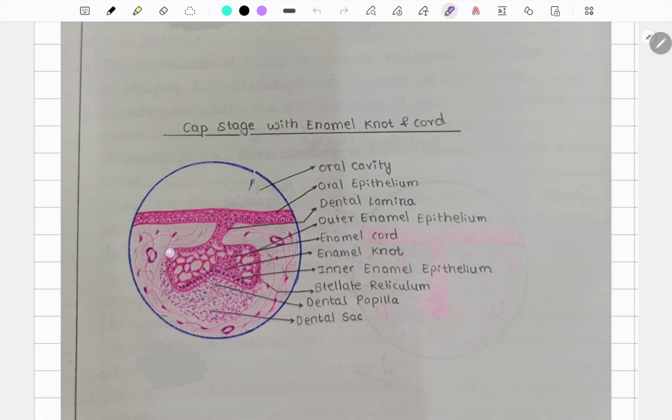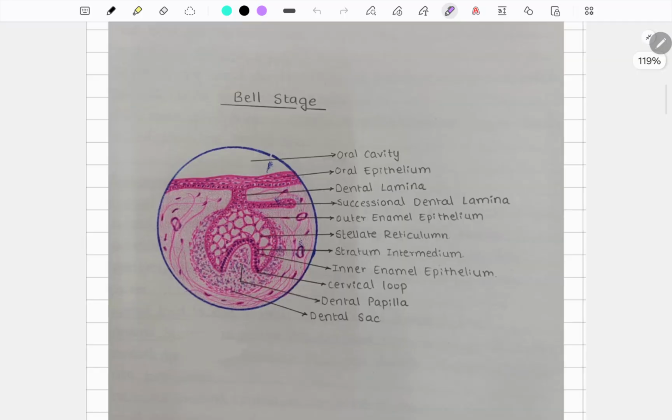Over here you need to make sure that the outer enamel epithelium is made of cuboidal shaped cells, and in the inner enamel epithelium, the cells are made in columnar shape, as that is the difference between these two epitheliums. Moving on to the next, the bell stage. In the bell stage, it should look more like a bell shape. Rest all is same, that is oral cavity, oral epithelium, dental lamina. A successional dental lamina will be added in bell stage because that is seen in bell stage.